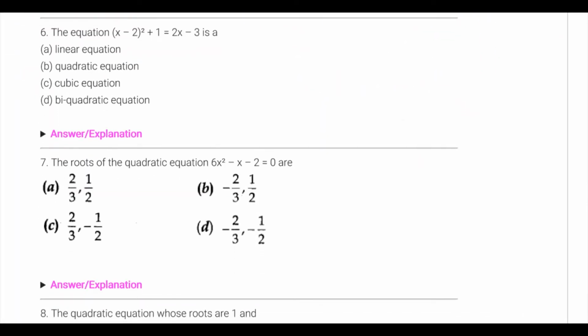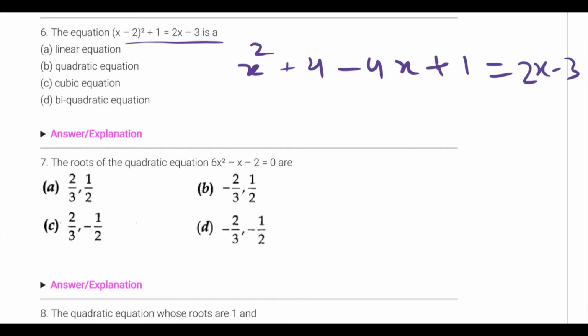Next, question number 6. The equation contains x² + 4 - 4x + 1 = 2x - 3, which contains the x² term. If the equation contains an x² term, definitely it's a quadratic equation, no matter even if it is not having the 4x or even if it is not having the constant. It is a quadratic equation. Option B.